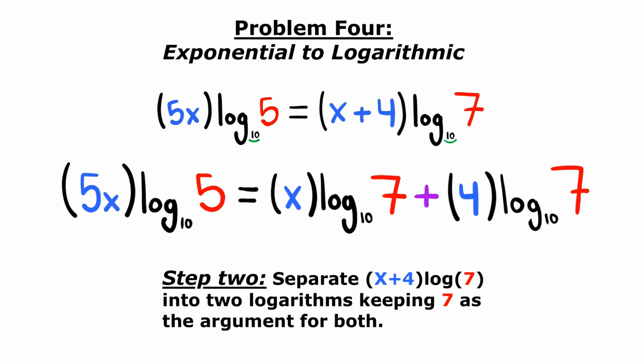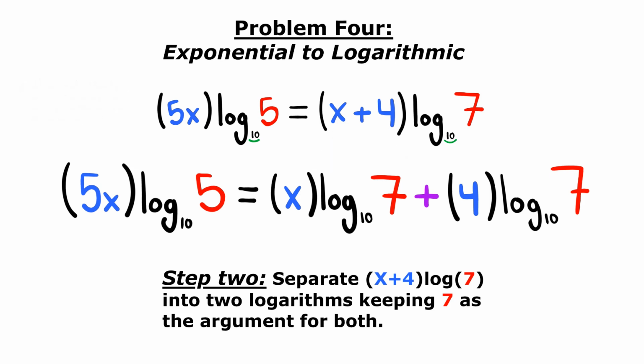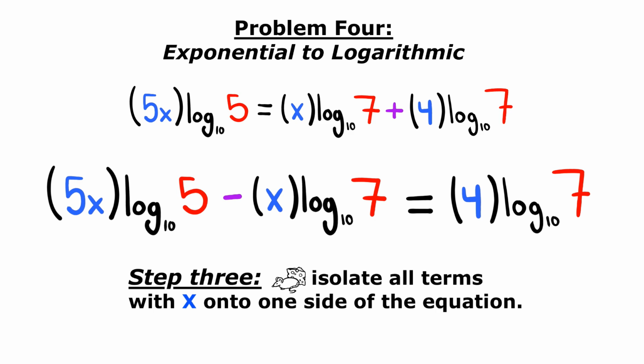Step 2. Separate x plus 4 log 7 into 2 logarithms, keeping 7 as the argument for both. We are doing this because addition and subtraction in front of log should be separated, unlike multiplication and division. By doing this, we are isolating x into its own log, which will make it easier to move later on. And well, later on is right now.